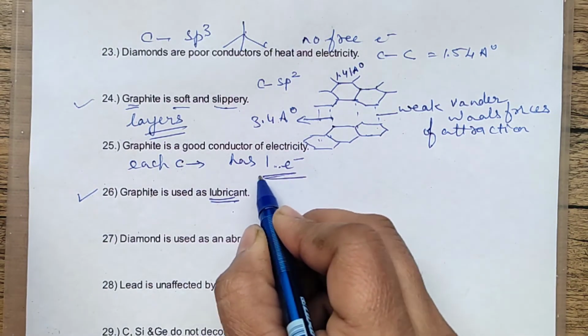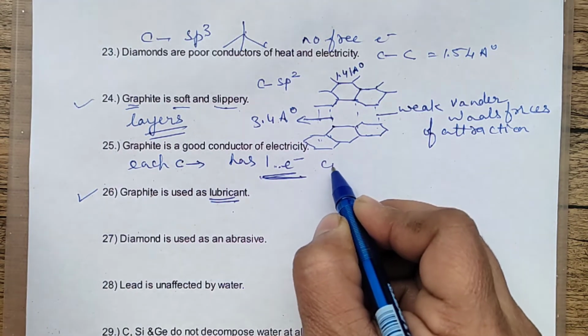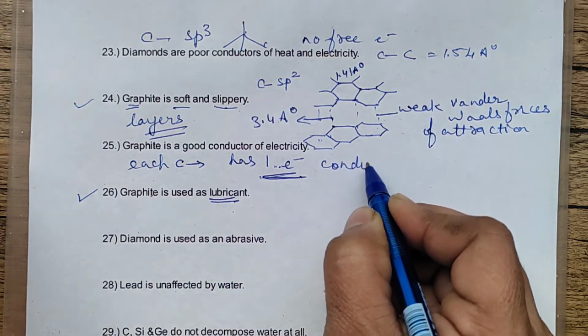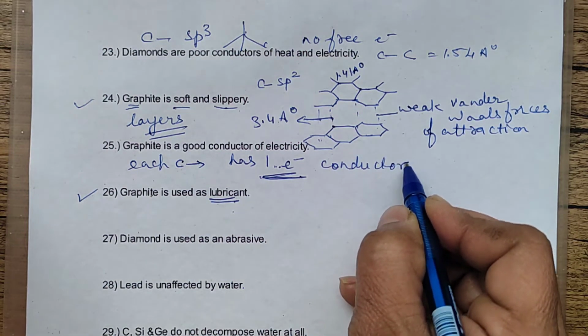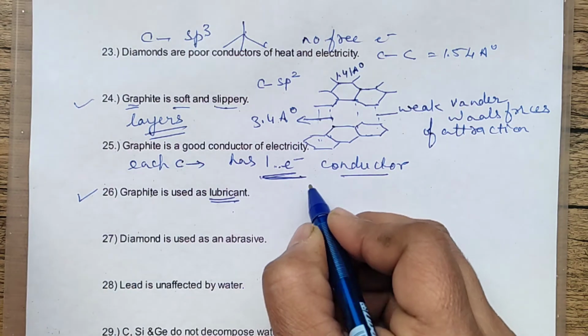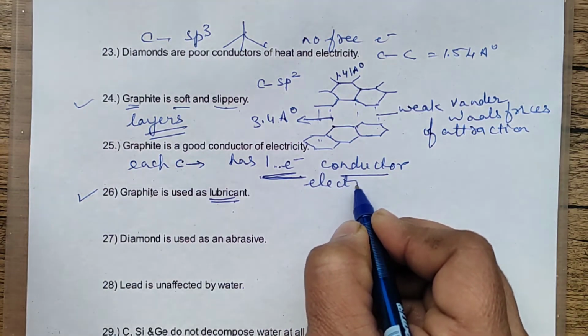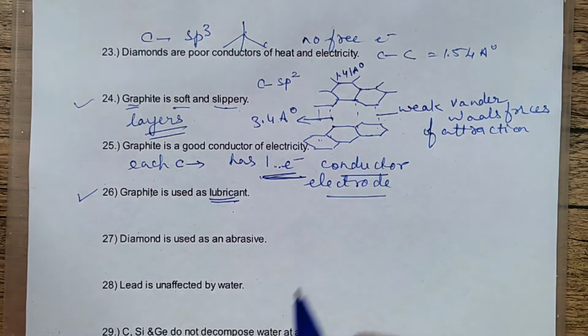Due to the presence of this free electron, it is a good conductor. It is a good conductor of heat and electricity. That is why we say graphite is used as an electrode. In electrochemistry, you will study that. It is used as the electrode because it has a tendency to allow the electric current to pass through it.